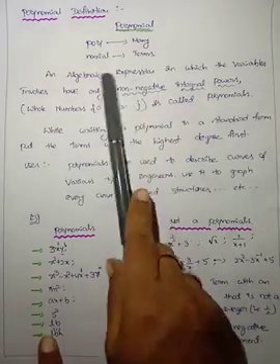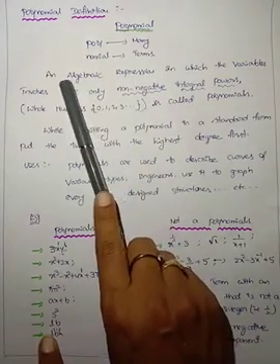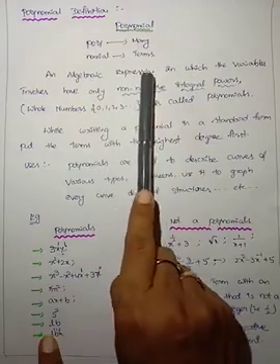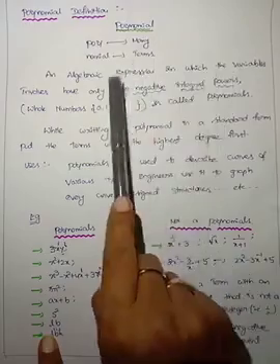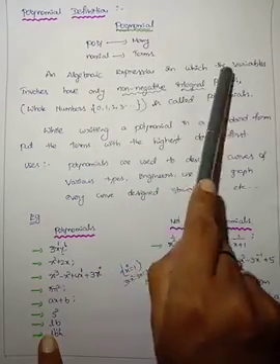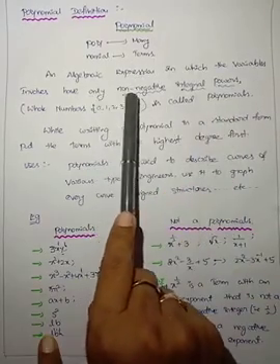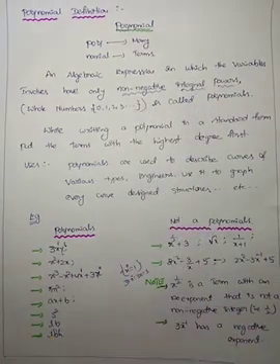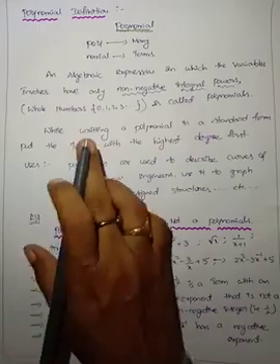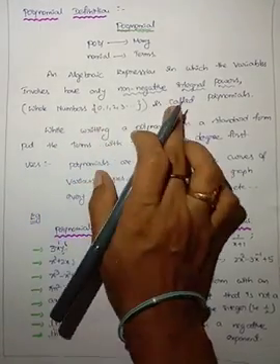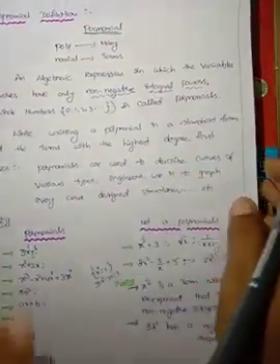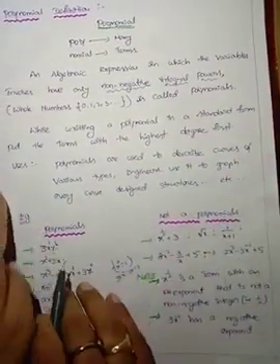What is the definition of a polynomial? An algebraic expression in which the variables involved have only non-negative integral powers, meaning whole numbers as powers, is called a polynomial. These are the examples of a polynomial.